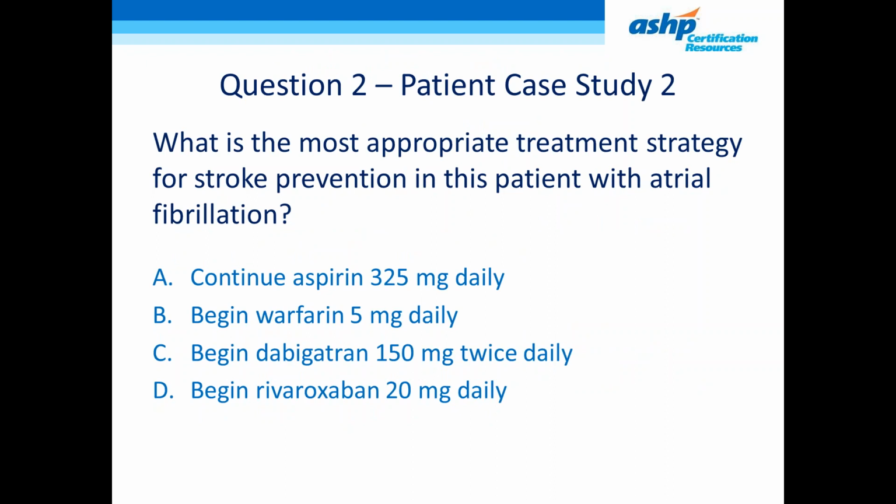The question for this patient is, what is the most appropriate treatment strategy for stroke prevention in this patient with atrial fibrillation? A, continue the aspirin 325 milligrams daily. B, begin warfarin 5 milligrams daily. C, begin dabigatran 150 milligrams twice daily. And D, begin rivaroxaban 20 milligrams daily. I'll give you a few moments to consider your answer.